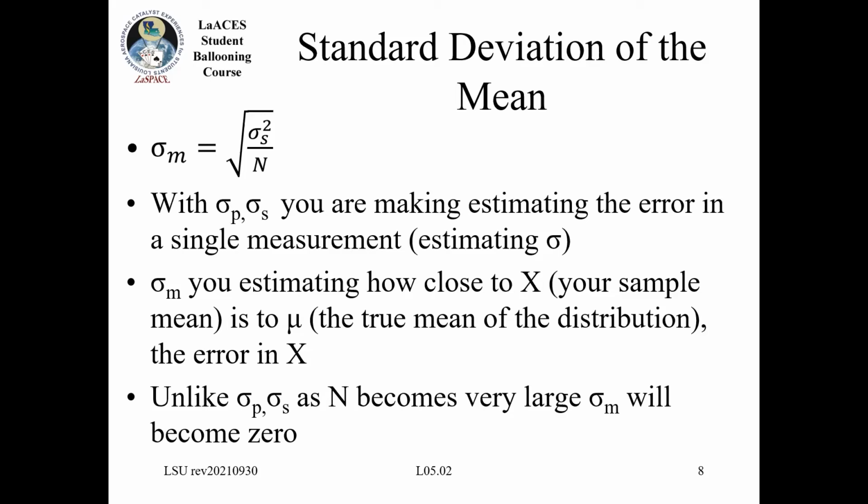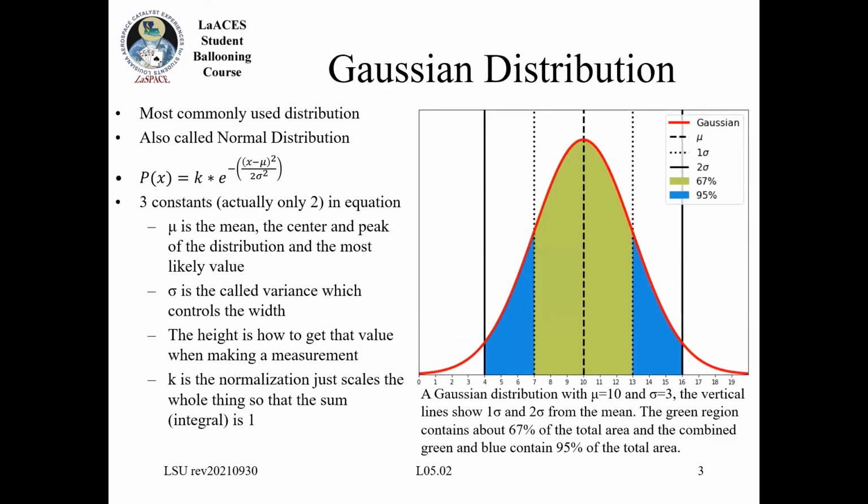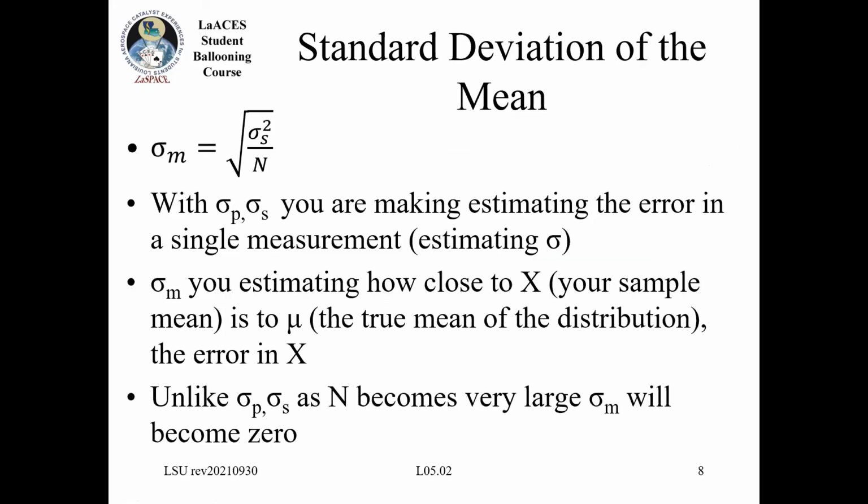And one thing to note is that the population and the sample standard deviation are going to go to that regular sigma as I take many, many measurements. They're going to eventually approach this value here and tell you that width. But what will happen to the standard deviation of the mean is it will go to 0, because your sample average, the average of your measurements, is going to be a very, very accurate estimate of what that true distribution mean is.